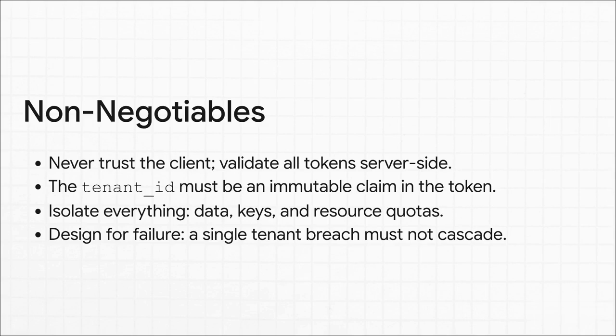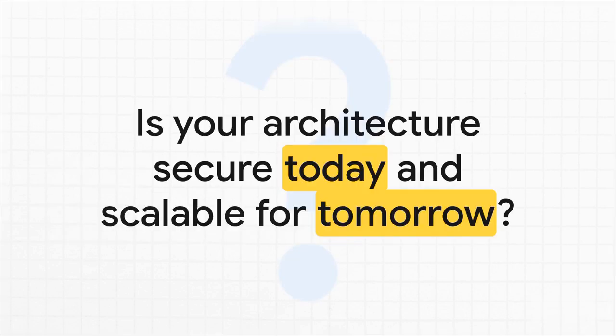And finally, design for failure. Just assume a breach is going to happen someday and architect your system so that if one tenant is compromised, it absolutely cannot cascade to any others. And that brings us to the final question. You know, building a secure system is one thing, but as architects, our real job is to see around corners. Your architecture might be perfectly secure for the 10 customers you have today, but is it designed to be just as secure, just as resilient when you have 10,000? Answering that question, well, that's what separates a good design from a great one.